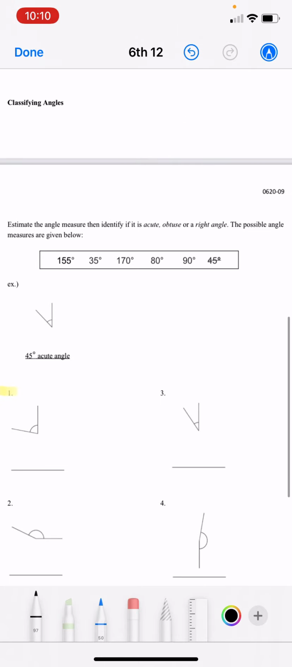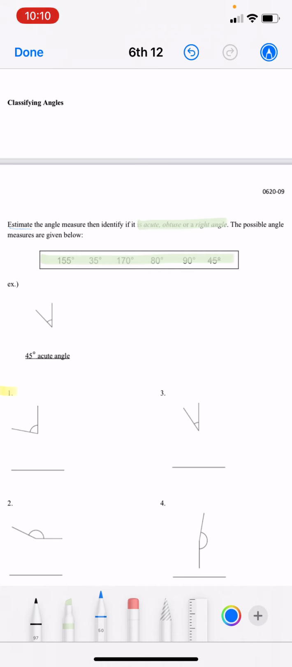Again, finish the rest, and then let's move on to classifying angles. Here it says estimate the angle measures, and then identify if it is an acute, obtuse, or a right angle. The possible angle measures are given below, which are these.